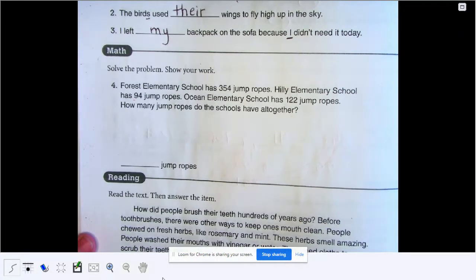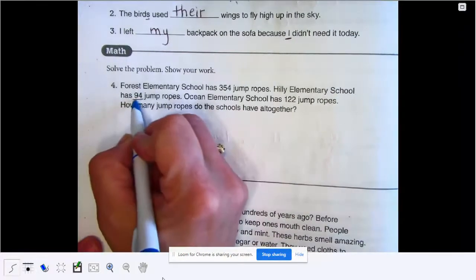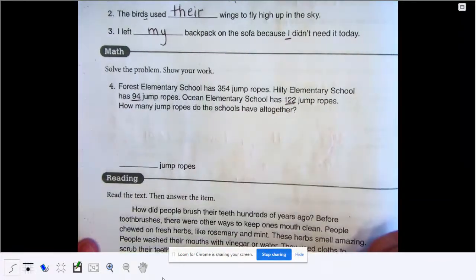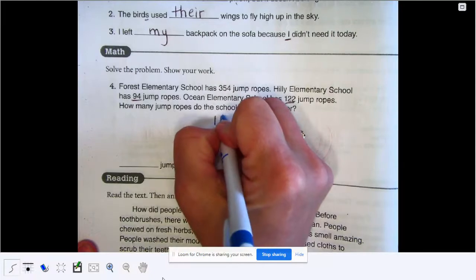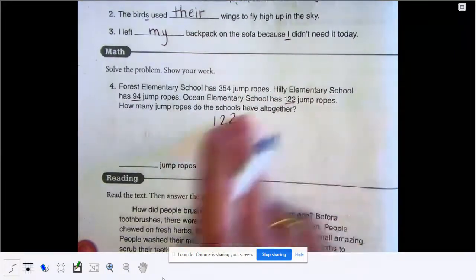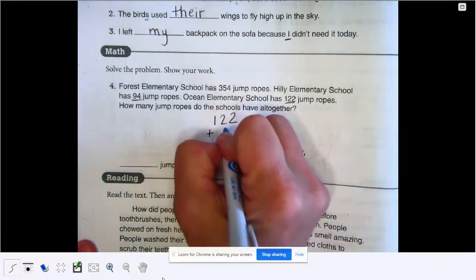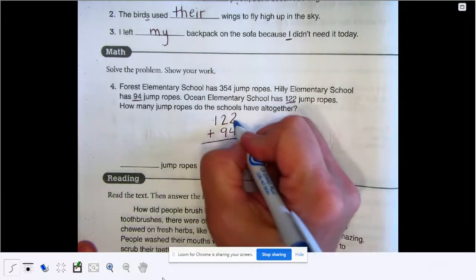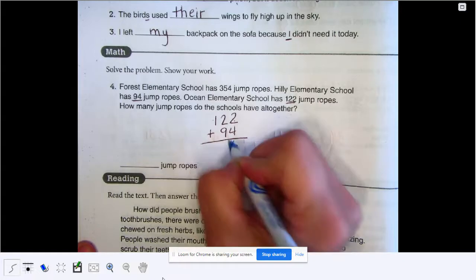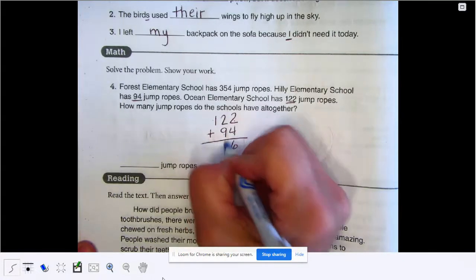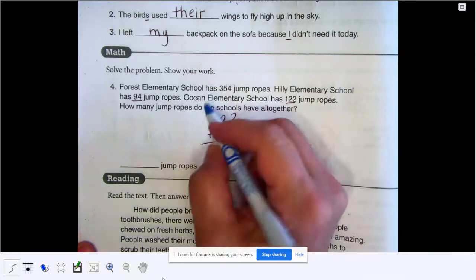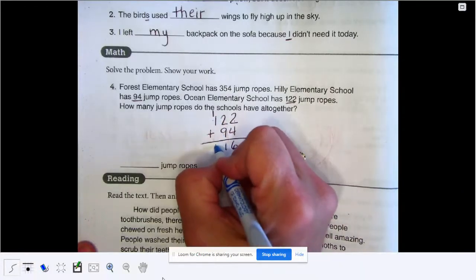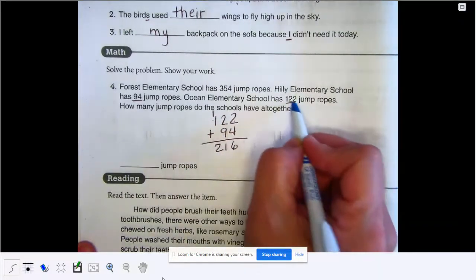All together means adding. So if I take the two smallest numbers in the equation and add those first, 122, this is the area to show your work, plus 94, putting the larger number on top. 2 plus 4 is 6. 2 plus 9 is 11. Carry up here. 1 plus 1 is 2. Okay, that's those two schools.